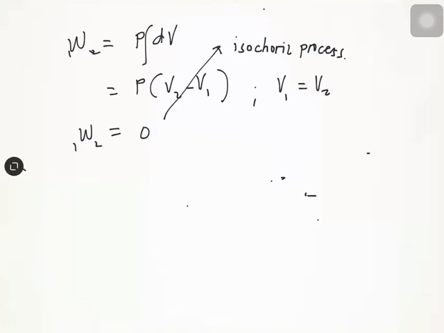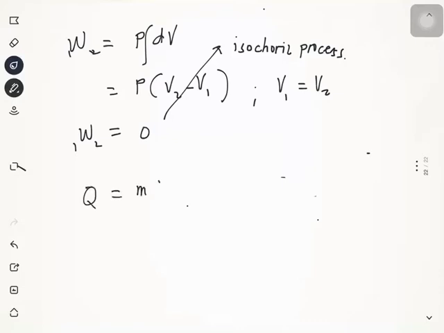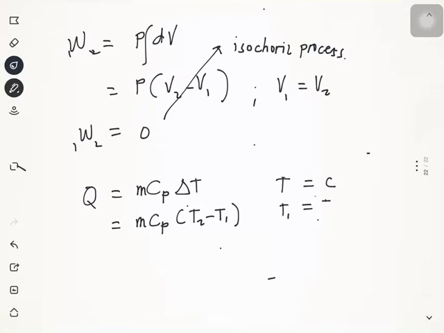Okay, how about heat? For heat, you have this formula here, Q equals m cp delta T. So you have mass times the cp of a given substance, times (T2 minus T1). So for an isothermal process, meaning constant temperature, we have T1 equals T2. Since T2 is equivalent to T1, we have that 0.